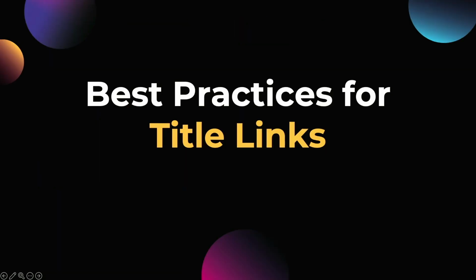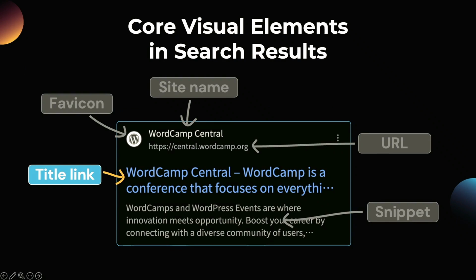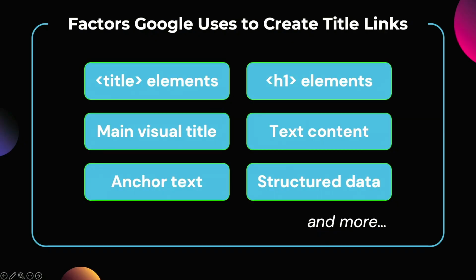So let's start with arguably the most important element we discussed, the title link. Just as a quick reminder, the title link is the main clickable headline for your page that appears in search results. Now, here's a really important point to understand. The title you set in WordPress is not always the one Google shows in the search results. To create the most helpful title link for a user, Google's system automatically considers several factors. Let's look at what they are.